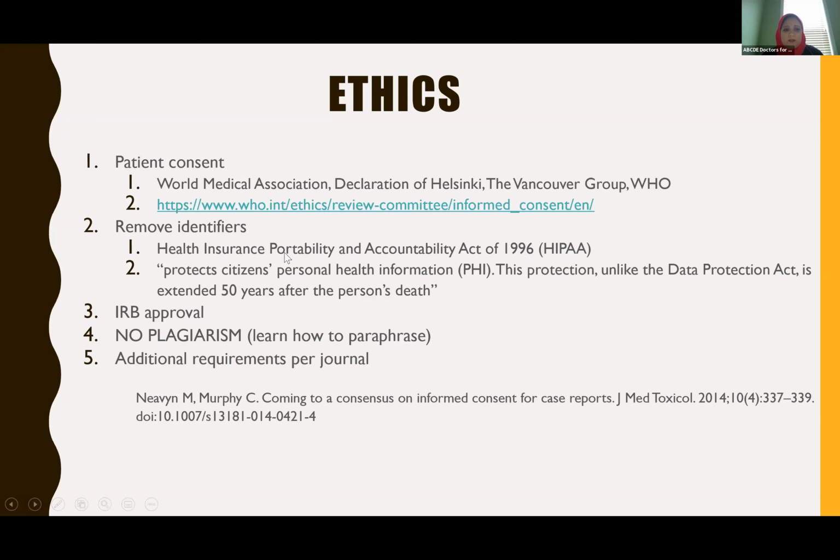Removing identifiers. This is very important. Even if the patient says, yes, you can put my name in it, it's still not ethical to put the name in it. In the US, there's something called HIPAA, the Health Insurance Portability and Accountability Act, and this protects the citizen's health information. Even if the person has already passed away, up to 50 years after that, you still cannot use their personal information.